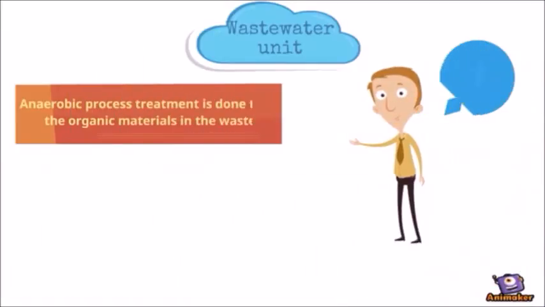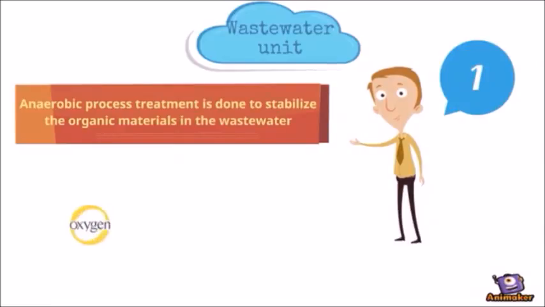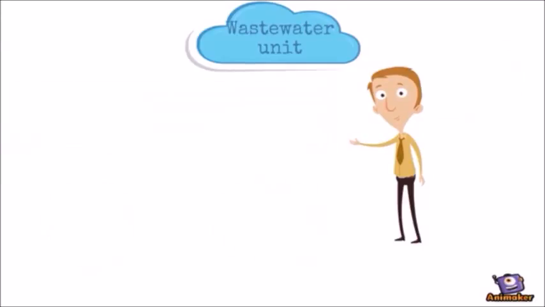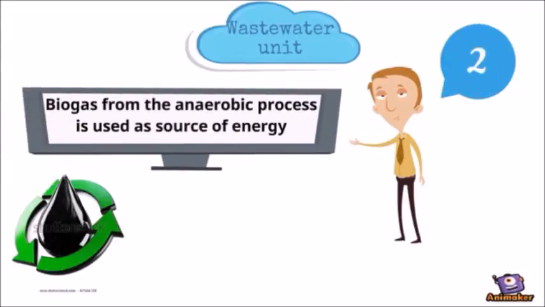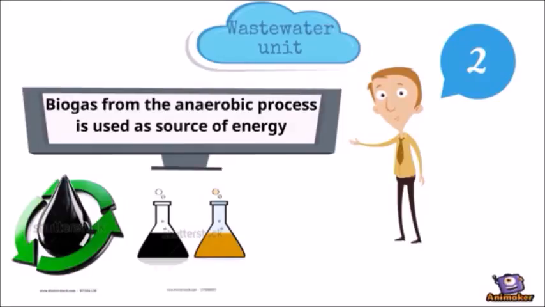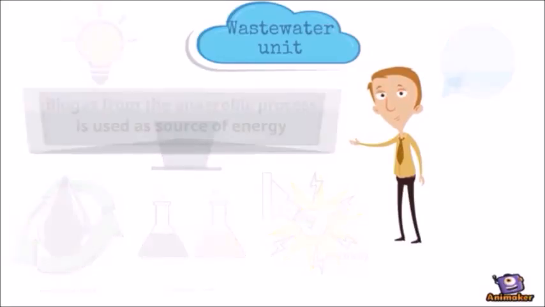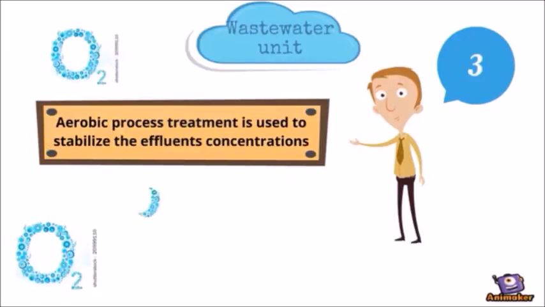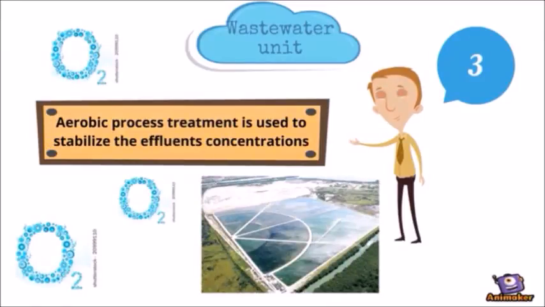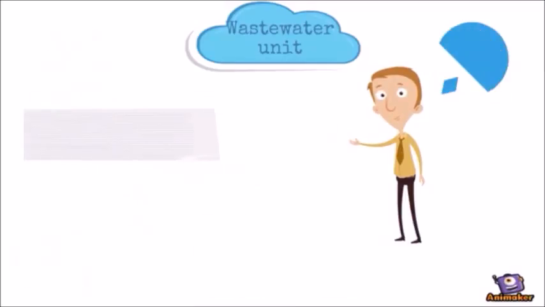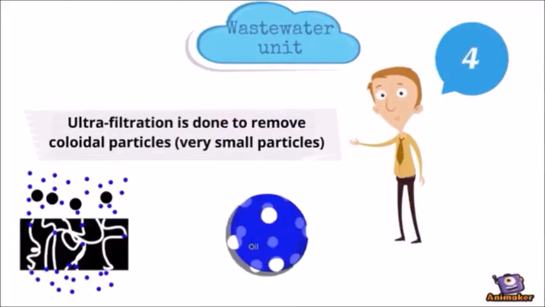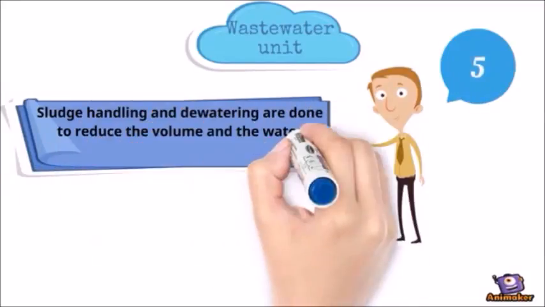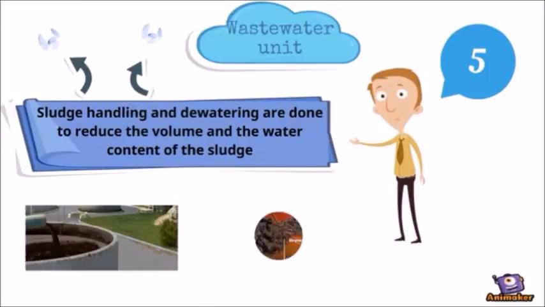Firstly, an anaerobic process treatment is done to stabilize the organic materials in the wastewater. Secondly, biogas from the anaerobic process is reused as a source of energy. Then, aerobic process treatment is used to stabilize the effluent concentration. After that, ultrafiltration is done to remove colloidal particles. Next, sludge handling and dewatering are done to reduce the volume and the water content of the sludge.